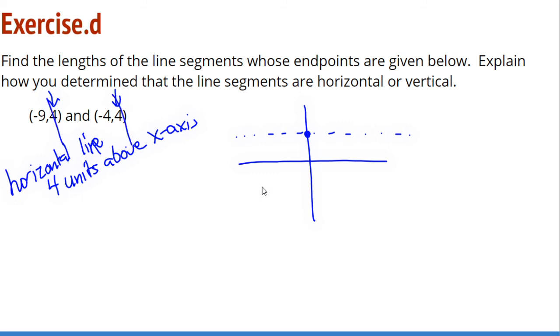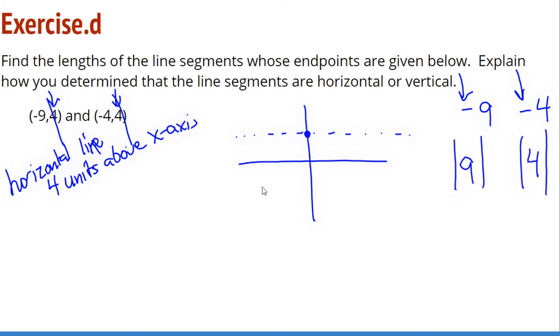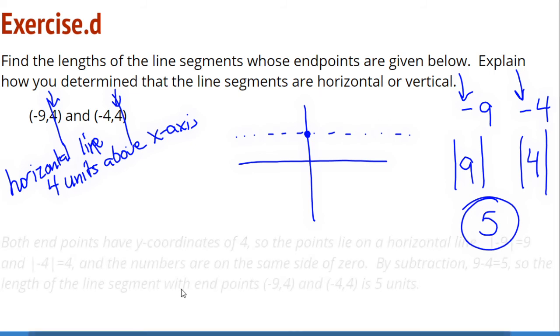The question is, how far apart are these points? I've got a -9, and I've got a -4. Now I instantly notice that they are both below 0. So they're going to be on the same side of the y-axis. So when I find their absolute values, 9 and 4, because they're on the same side of an axis, I'm going to subtract. 9 minus 4 is 5 units apart.